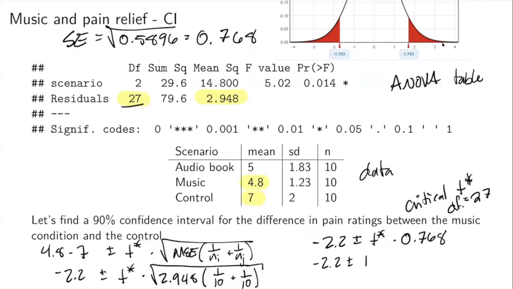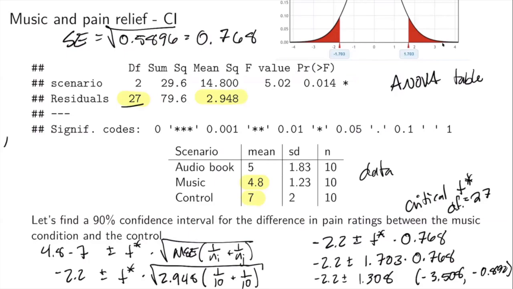So 2.2 plus or minus 1.703 times 0.768 is 1.308, and then 2.2 minus 1.308, we've got negative 3.508 to negative 0.892. And then I could interpret this.